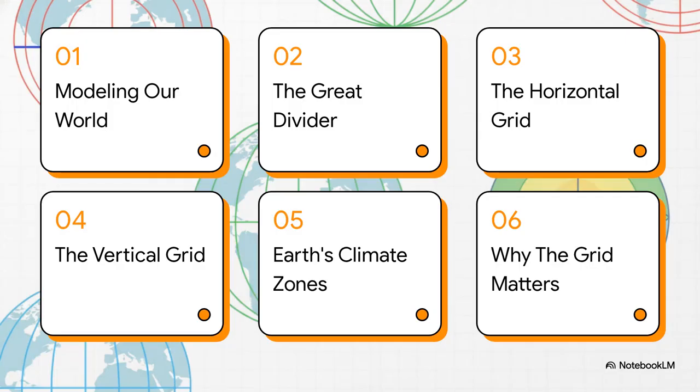All right, so here's the game plan. We're going to start with the absolute basics, a model of our world. Then we'll draw the most important line of all, the Great Divider. After that, we'll add the horizontal lines, then the vertical ones. And once our grid is built, we'll see how it creates Earth's climate zones. And finally, we'll tie it all together and talk about why this whole grid thing even matters.